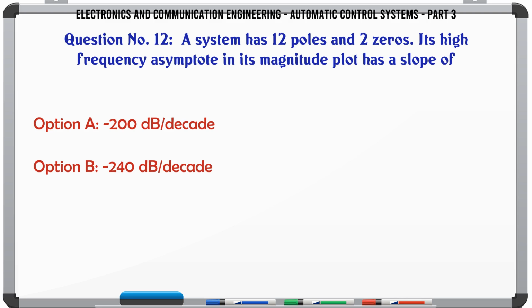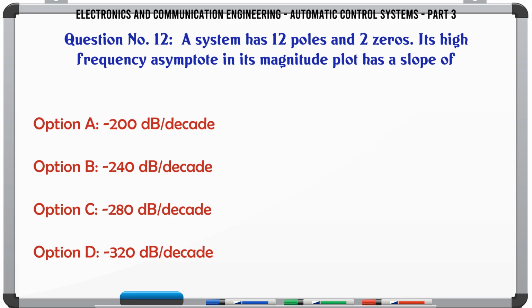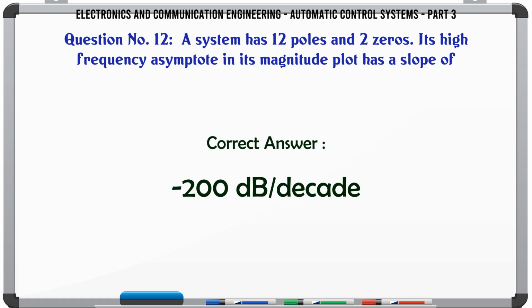A system has 12 poles and 2 zeros. Its high-frequency asymptote in its magnitude plot has a slope of A. 200 dB/decade. B. 240 dB/decade. C. 280 dB/decade. D. 320 dB/decade. The correct answer is 200 dB/decade.